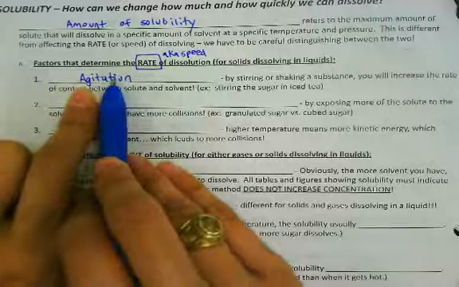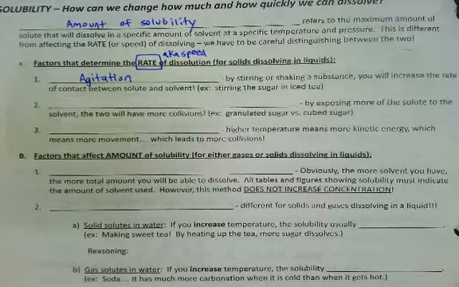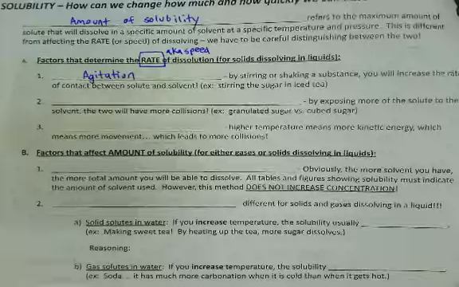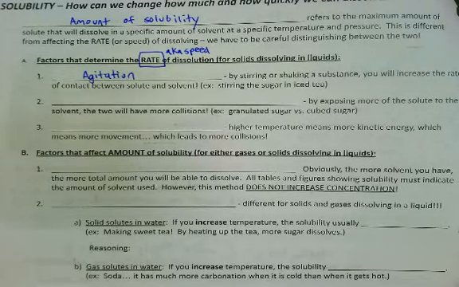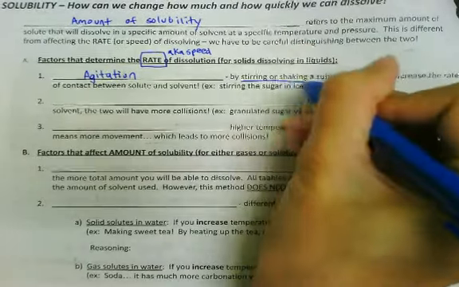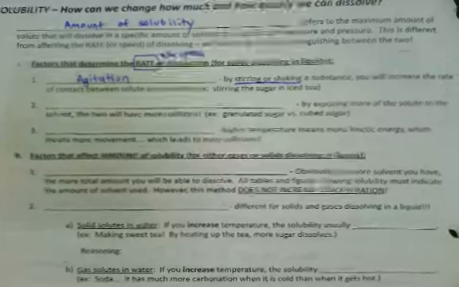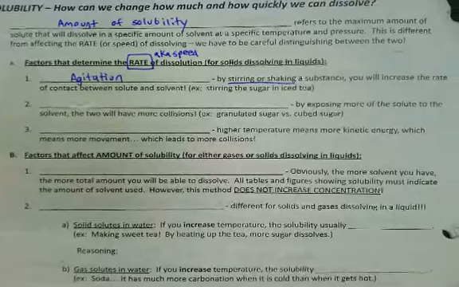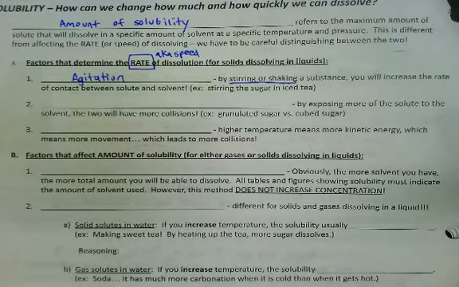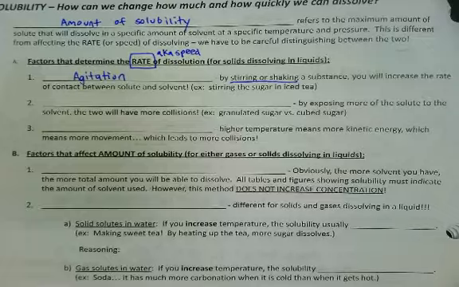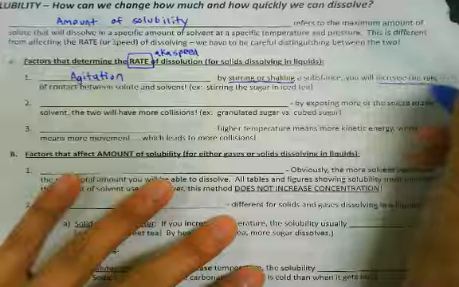But the first thing that we can do to increase the speed at which a solid dissolves in a liquid is to agitate a solution. That means you can stir or shake your solution. You can stir and shake these things together. So stirring some sugar into some water, for example, will increase the speed at which the sugar dissolves in the solvent, the water.